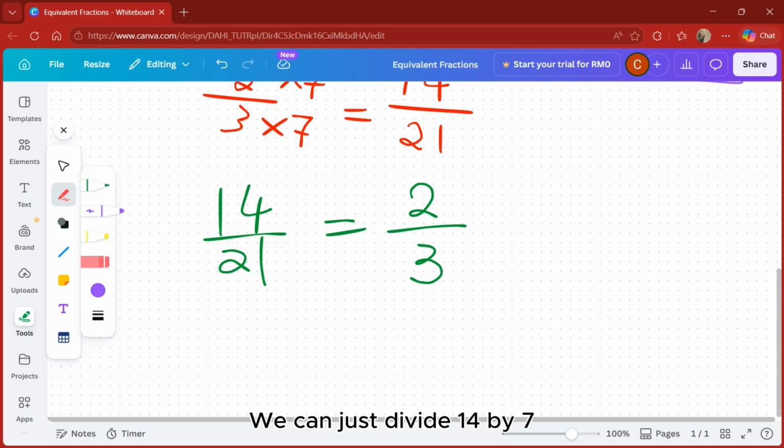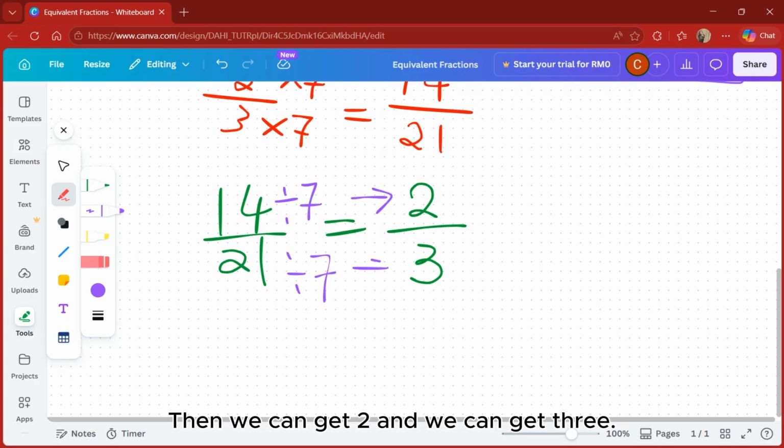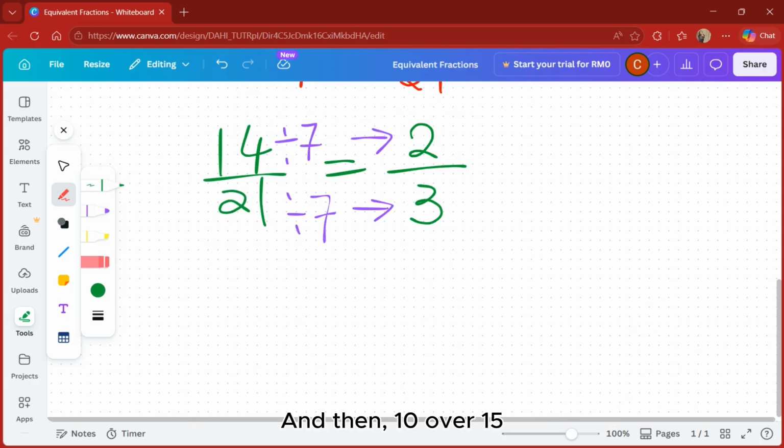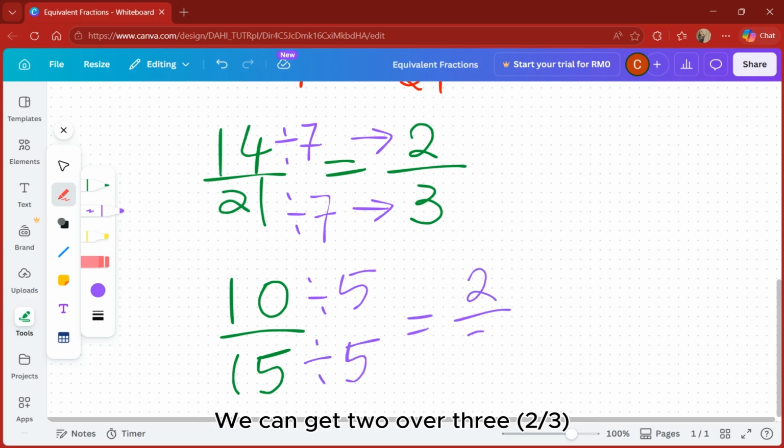So 14 we can just divide by 7. And then 21 also needs to be divided by 7. Then we can get 2 and we can get 3. And then 10 over 15, we can divide it by 5. Divided by 5, we can get 2 over 3.